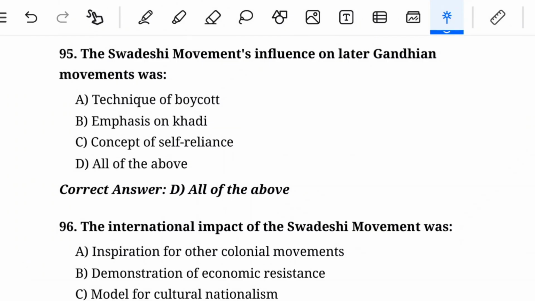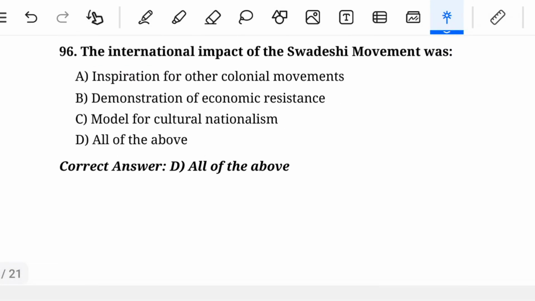95. The Swadeshi movement's influence on later Gandhian movements was: A. Technique of boycott. B. Emphasis on khadi. C. Concept of self-reliance. D. All of the above. Correct answer: D. All of the above.